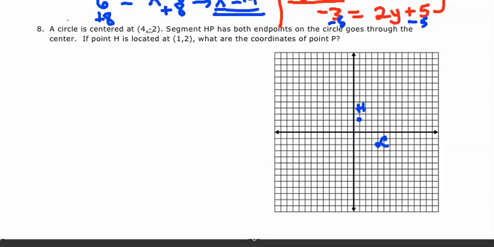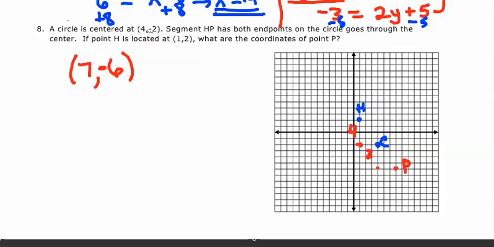So from H, we had to go down 1, 2, 3, 4. This is like a working backwards problem, and then over 1, 2, 3. So to find the other endpoint, we're going to go down 4, 1, 2, 3, 4, and right 3. And this is going to be our P. So our P is 1, 2, 3, 4, 5, 6, 7 to the right. And down 1, 2, 3, 4, 5, 6. Since it's down, it's a negative 6.